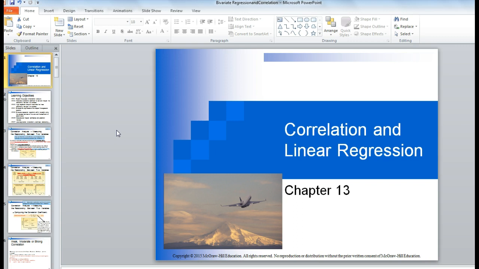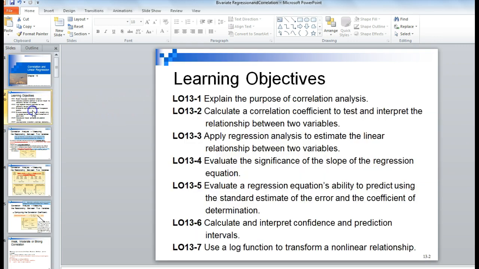Today's Lecture 3 for ECO3411 will be on correlation. So it'll be kind of just the first half or first third of Chapter 13. The lecture on linear regression is going to last a little longer. So today we're going to look at the purpose of correlation analysis and then calculate a correlation coefficient, test and interpret the relationship. So we'll be going over these two learning objectives today.